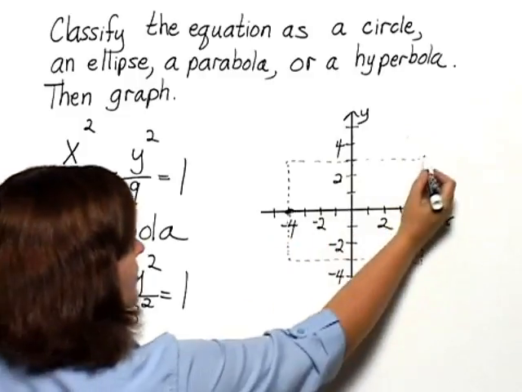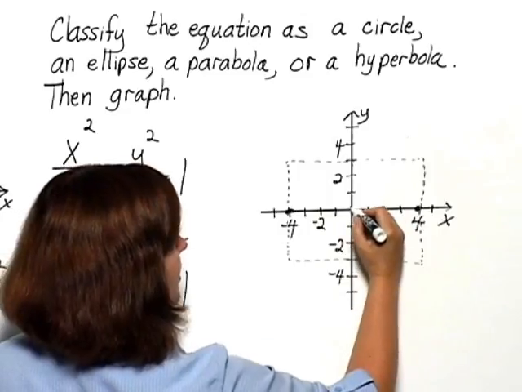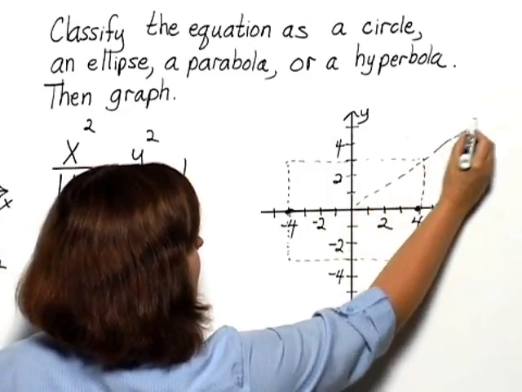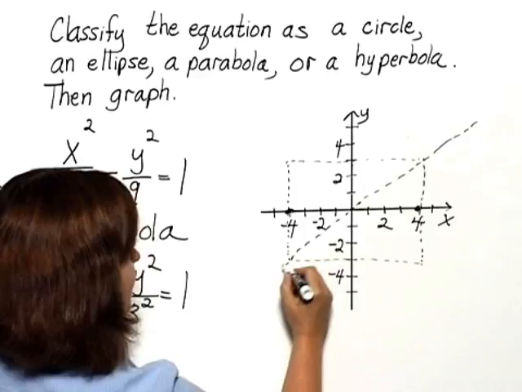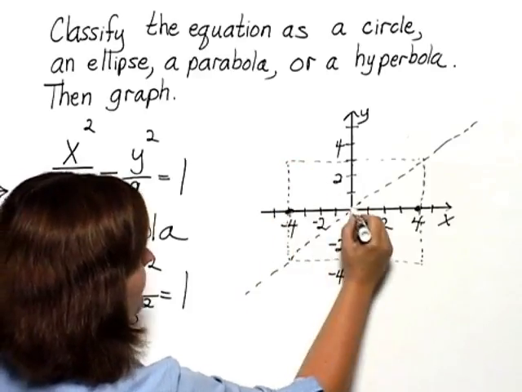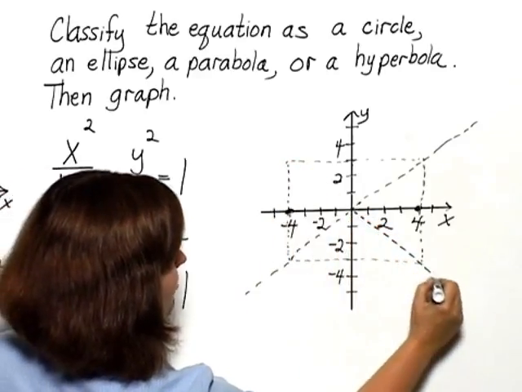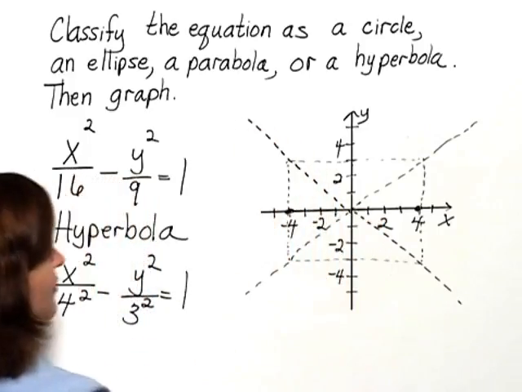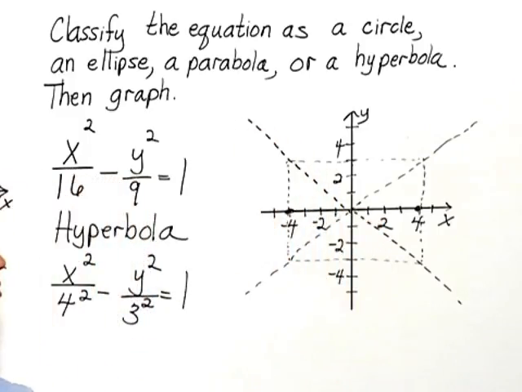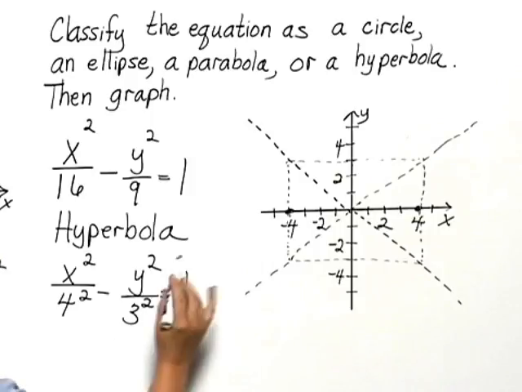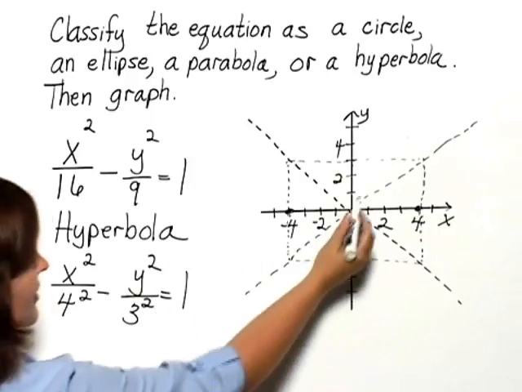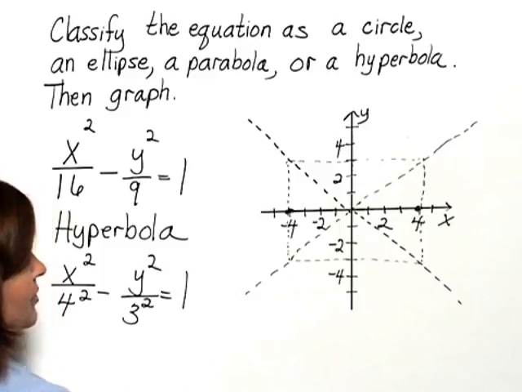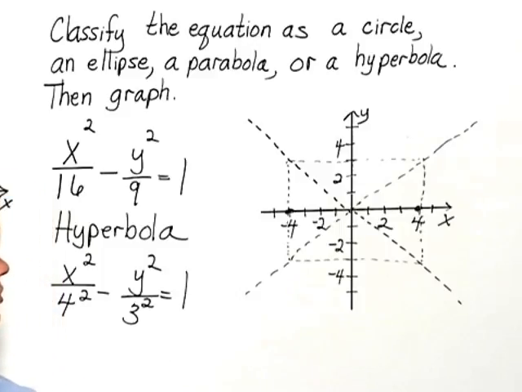And then through the corners of this box, let's draw diagonal lines. Again, I'm drawing all these dashed because these are not part of the graph of the hyperbola, but they help us to draw some nice curves for the hyperbola. These dashed lines are actually the asymptotes that the hyperbola will approach.